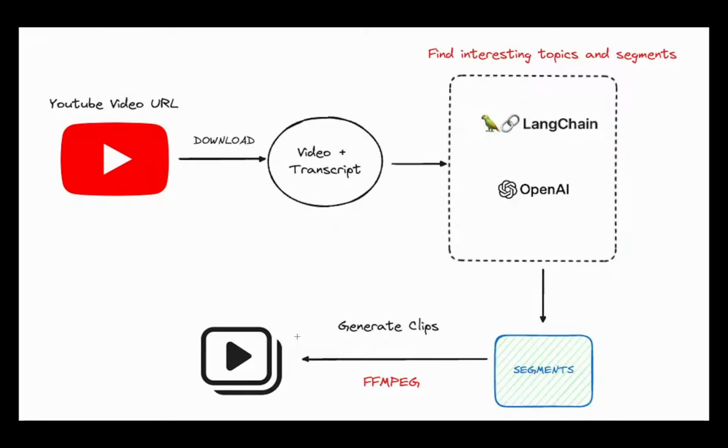So the process we are going to follow is we'll take the YouTube video URL, we'll download the video, and when we are downloading, we'll download the video and the transcript. And then using LangChain and OpenAI, we are going to find interesting topics and segments which by themselves have the capability to become viral clips. Then using those segments, we are going to generate clips and build those clips with FFmpeg. We are going to use Python as part of this entire video.